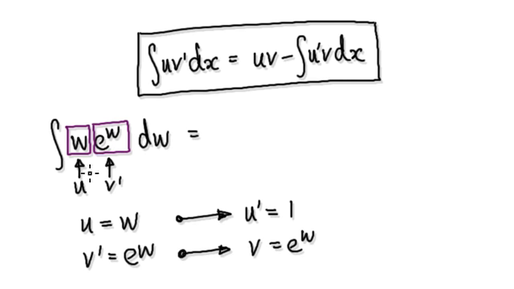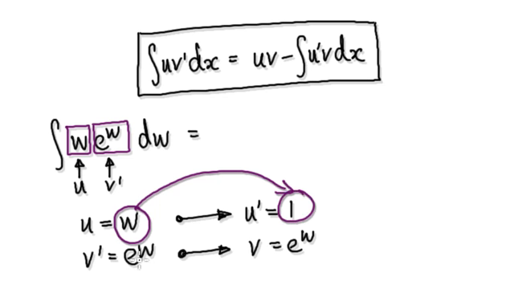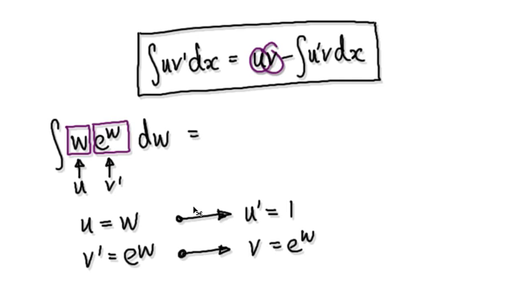So now integration by parts. Let this be u, and let this be v prime. If u equals w, then u prime equals 1. If v prime equals this, integrated, then the normal v would be this. So now blindly follow this. It's saying get u times v.